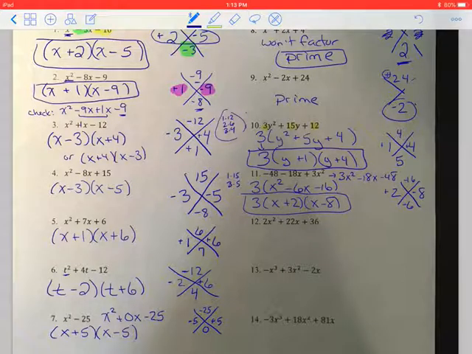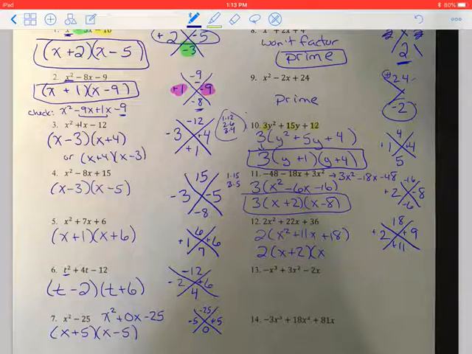All right, so on number 12, it looks like I can take out a 2. So every term gets divided by 2. So 2 times x squared plus 11x plus 18. I need numbers that multiply to 18 and add to make 11. Everything's positive. So that'll be a plus 2 and a plus 9. All right, so I do my FOIL backwards. I bring down the 2, and I have an x plus 9 and an x plus 2. It doesn't matter what order you put those parentheses in. So you might put the x plus 9 first.